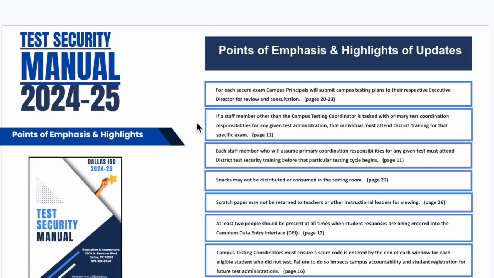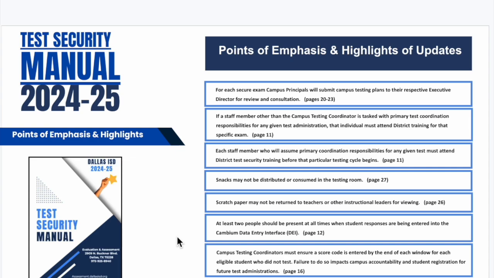Snacks, this is new, may not be distributed or consumed in the testing room. No snacks in the testing room. Also, scratch paper may not be returned to the teachers or other instructional leaders for viewing. We know we might want to see how students are thinking and how they're processing or where the gaps are. We are not allowed to return that scratch paper to the teachers or for us to view. Another thing, at least 2 people should be present at all times when student responses are being entered into the Cambian data entry interface.